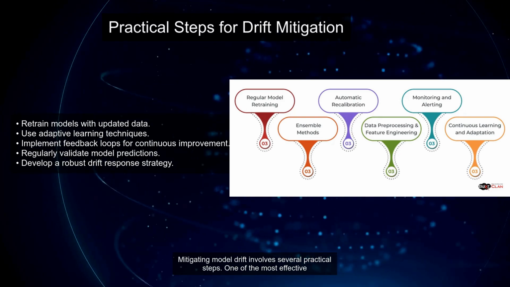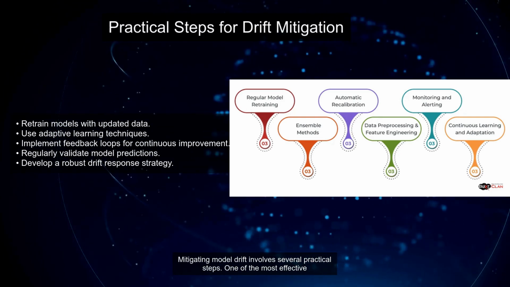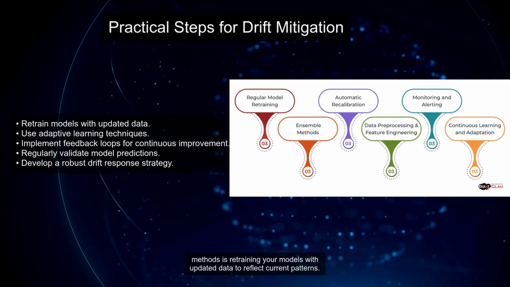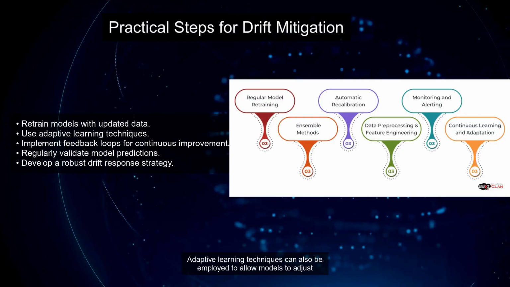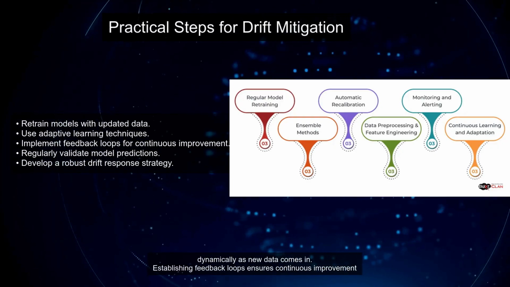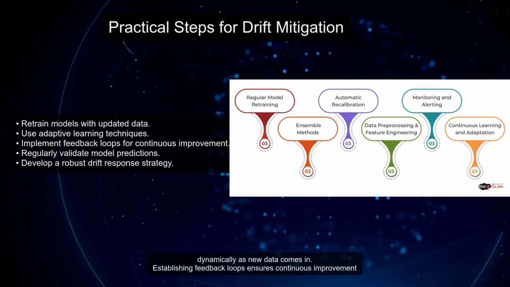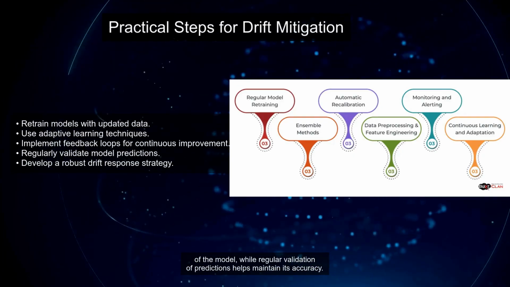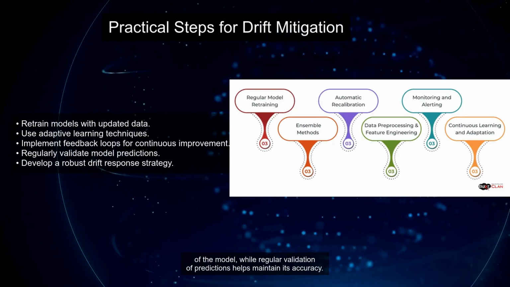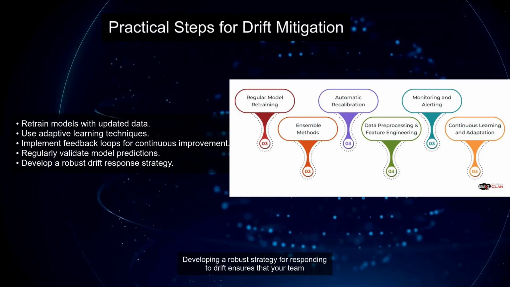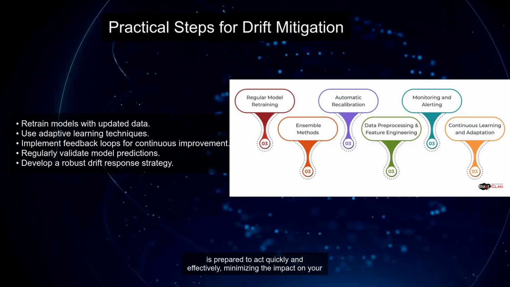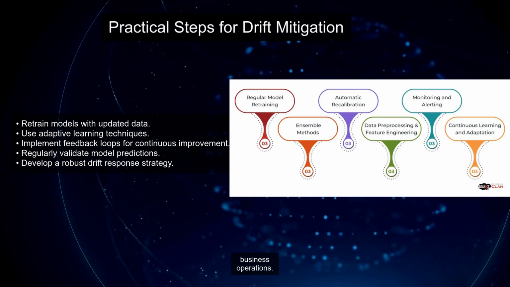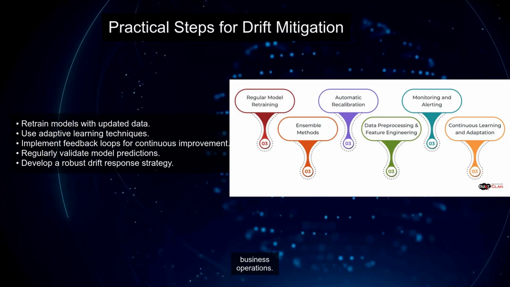Mitigating model drift involves several practical steps. One of the most effective methods is retraining your models with updated data to reflect current patterns. Adaptive learning techniques can also be employed to allow models to adjust dynamically as new data comes in. Establishing feedback loops ensures continuous improvement of the model, while regular validation of predictions helps maintain its accuracy. Developing a robust strategy for responding to drift ensures that your team is prepared to act quickly and effectively, minimizing the impact on your business operations.